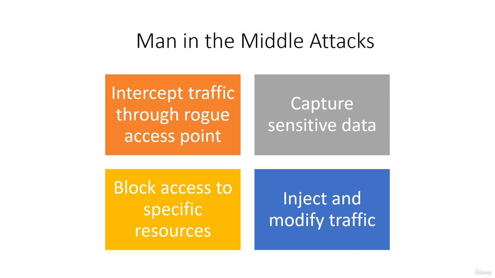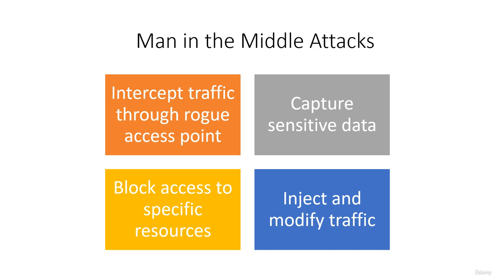So the man in the middle, as the name suggests, is an attack where we force someone's traffic to go through a machine, so we can just capture the traffic and modify it as we want. You may be familiar with some of the main man in the middle techniques, such as ARP poisoning, but in wireless penetration testing we will be focusing on a wireless technique to perform man in the middle.